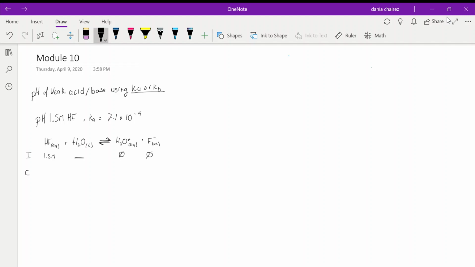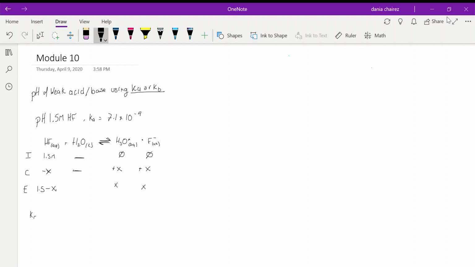And then our change, like I said, this isn't a strong acid, so we don't know how much it's changing by. So we just supplement it with X. Again, water doesn't matter. So this is plus X, and this is plus X. And at equilibrium, we're going to have 1.5 minus X, and this is just going to be X, and this is going to be X.